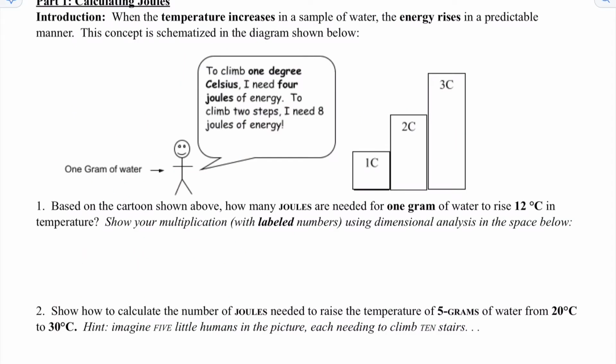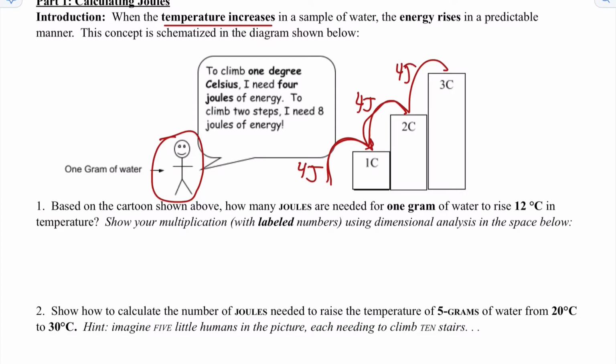When the temperature increases in a sample of water, the energy rises in a predictable manner. This concept is schematicized in the diagram shown below. So we have our person here, and they need to climb up the steps, and going up one step requires 4 joules of energy. So to climb 2 steps would require 8, 4 on each step, and to climb up 3 would require 12, because again, 4 on each step.